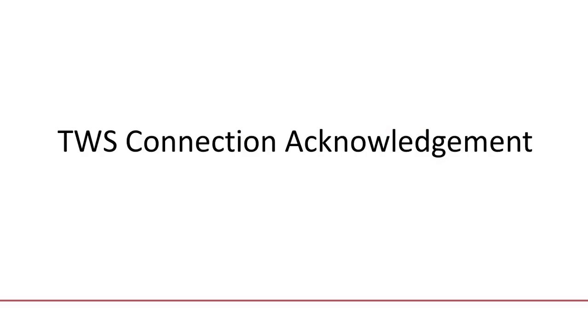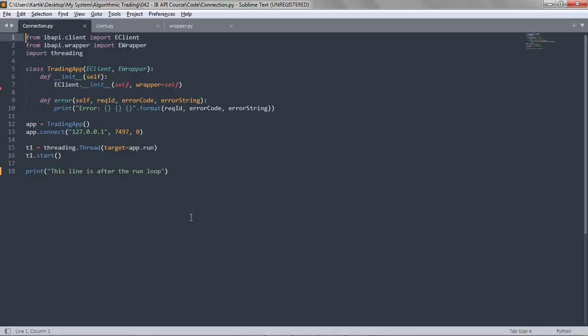In the earlier lesson, we were able to successfully establish connection with TWS, and we were also able to execute this app.run method on a new thread. Now, there's one more important logic we need to add to our script, and that is to pause our script until we receive connection acknowledgement from TWS.